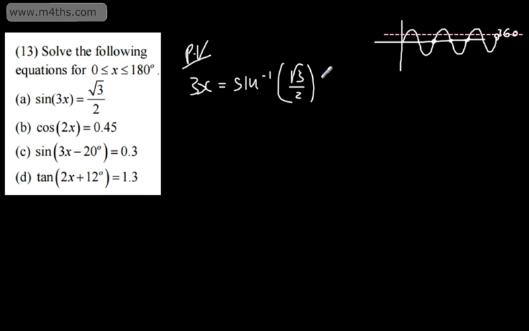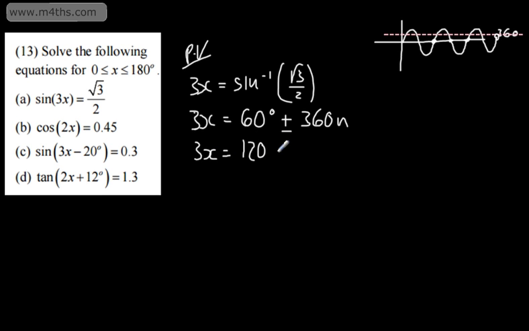So let's go ahead and look at what we're going to have here. What I'm going to do is simply write that 3x. So 3x is going to be equal now to 60 degrees, plus or minus multiples of 360 degrees. By symmetry, we can say now that 3x is 60 back from 180, so that's going to be 120 plus or minus multiples of 360. That is my first approach.